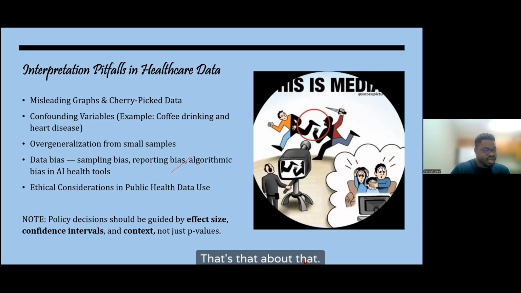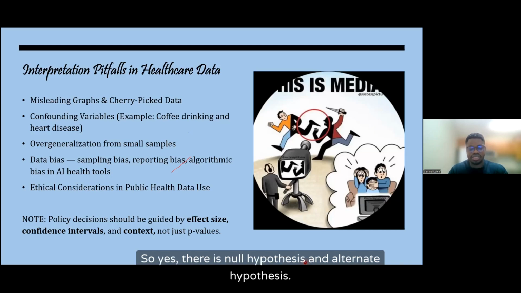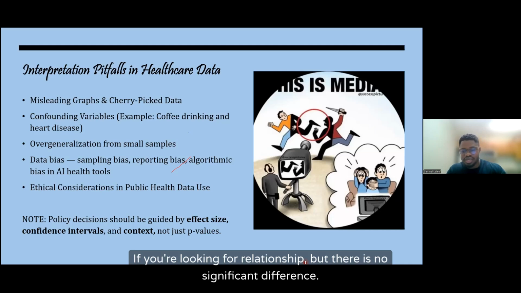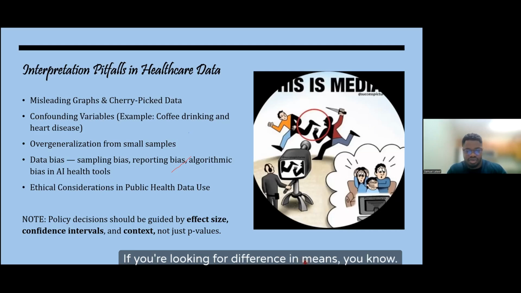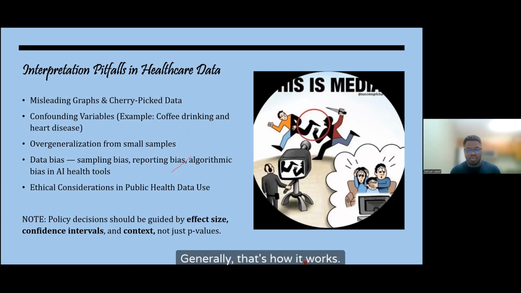That's that about that. About the null hypothesis, if you are not allowed to approach analyzing data with the perceived argument: yes, there is a null hypothesis and an alternate hypothesis. Null and alternate are like opposites. Generally, null is the negation. There is no relationship between this and that, if you're looking for a relationship, or there is no significant difference, if you're looking for a difference in means. And then alternate says there is a significant difference or a significant relationship. Generally, that's how it works.